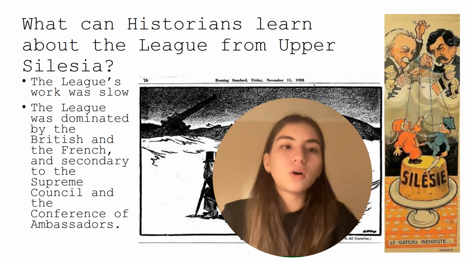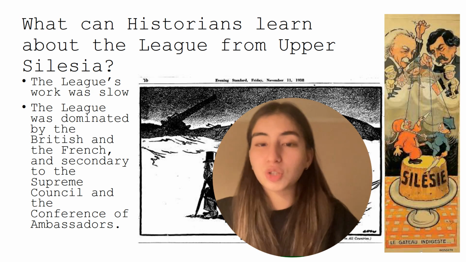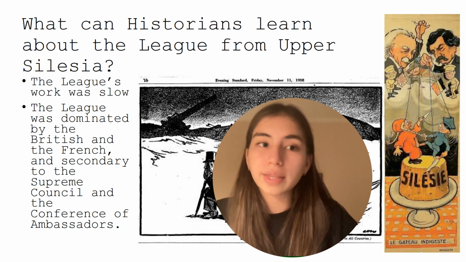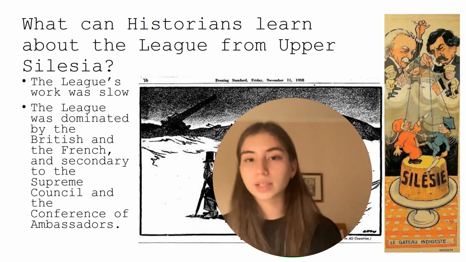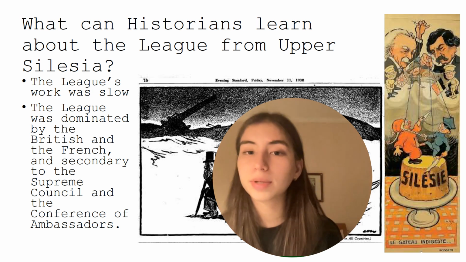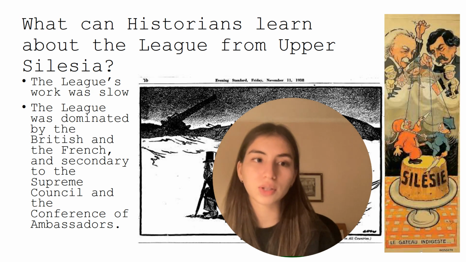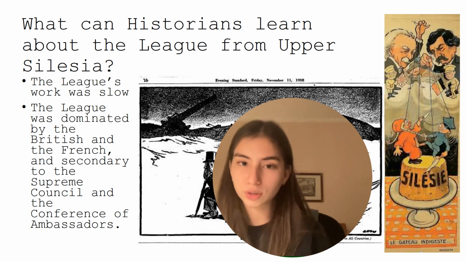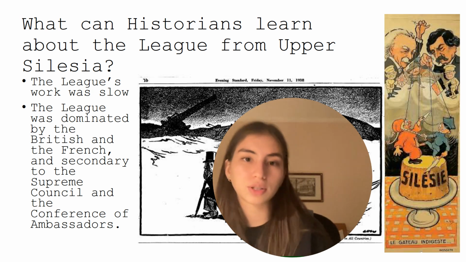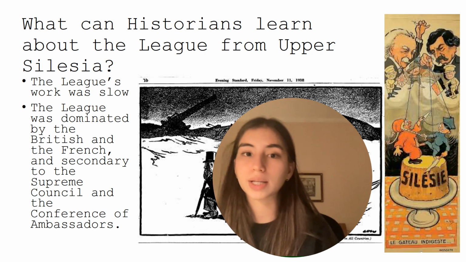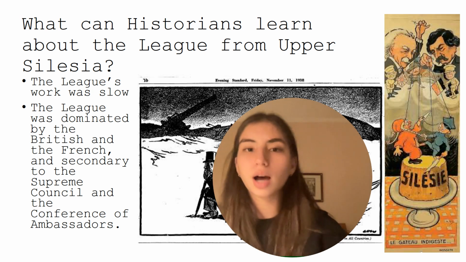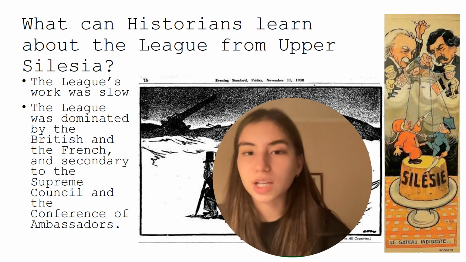So it also showed how the League of Nations was secondary to the Supreme Council and the Conference of Ambassadors, because the Upper Silesian dispute was first passed on to the Supreme Council and then later, when the Supreme Council didn't want to solve it, it was passed on to the Conference of Ambassadors. But overall, Upper Silesia is definitely considered a success for the League of Nations.